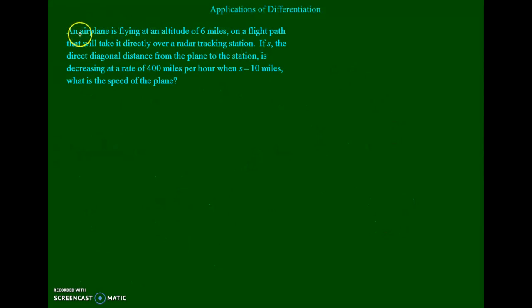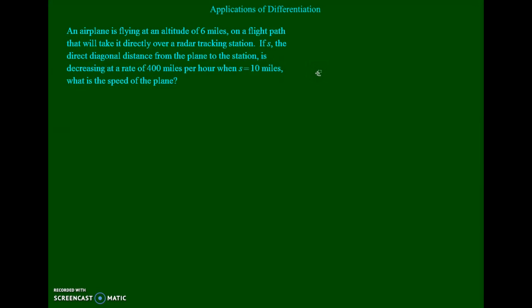We have an airplane flying at an altitude of 6 miles on a flight path that will take it directly over a radar tracking station. If S, the direct diagonal distance from the plane to the station, is decreasing at a rate of 400 miles per hour when S equals 10 miles, what is the speed of the plane?